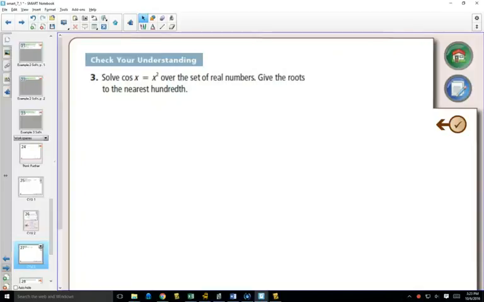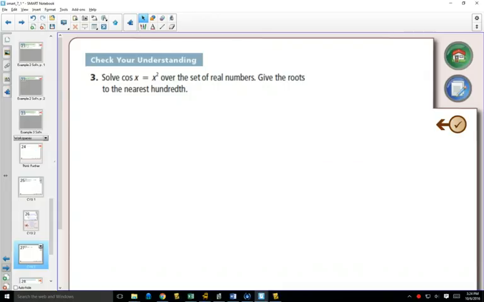So this last example, cos x equals x squared, is not possible to solve algebraically using the algebraic skills that we have. This one you can only solve with your graphing calculator. A couple of hints that you'll need your calculator is the fact that it says give the roots to the nearest hundredth, and so you know that you're going to need your calculator for this.